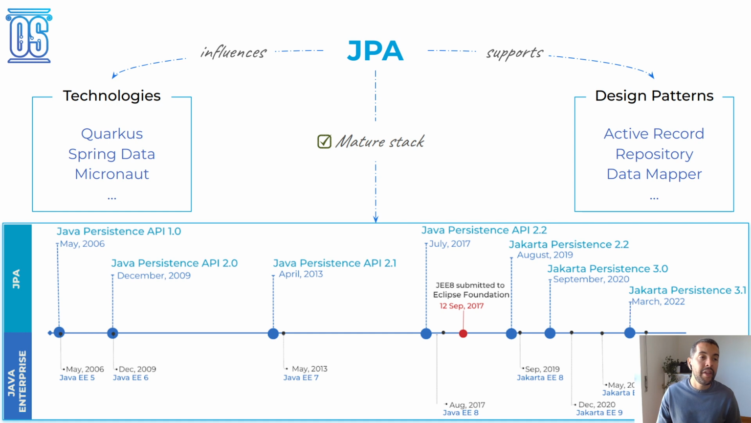When talking about solutions around relational databases, we have, of course, the most popular standard, which is JPA, Java Persistence API, which has had influence on a lot of technologies like Quarkus, Spring Data, and Micronaut. It supports several design patterns, so you're able to use active record with JPA, like Quarkus does. You're able to use repository with Spring Data JPA. You're able to use data mapper as well. It's a huge, mature stack around Java. Since 2006 and Java EE 5, we have a long history of this API, this framework. So we are talking about almost 20 years of specification.